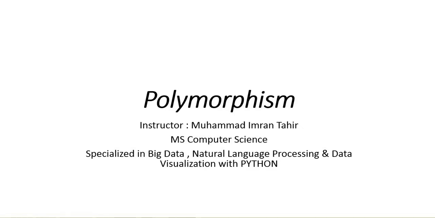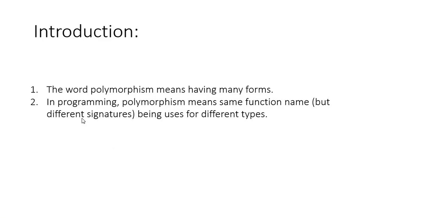In today's lesson, we will study the last concept of object-oriented programming, which is called polymorphism. Polymorphism is a technique in which we implement the same form of thing in more than one way. Poly means more than one and morphism means its shapes. If we see its definition, the word polymorphism means having many forms.